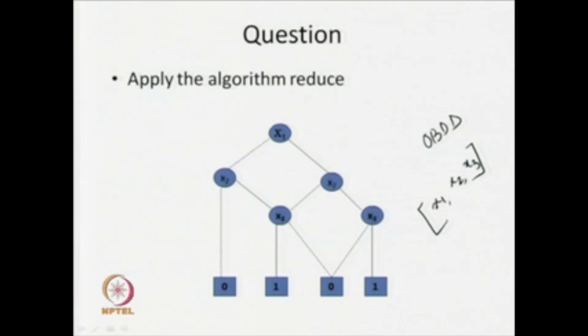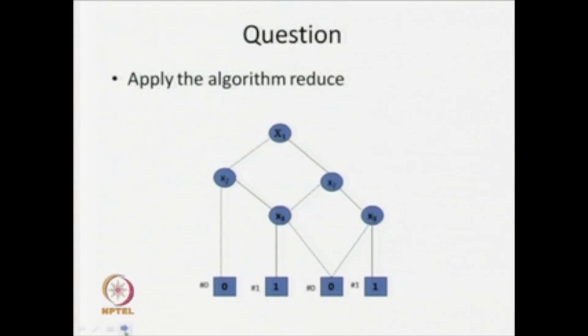So, in this particular case, what will happen? First, I am going to label these nodes. All 0 nodes will be labeled with 0 and all 1 nodes will be labeled with 1. Now, we have labeled the terminal nodes, then we go up. When I come to this level x3, the 1 node is coming to 1 and the 0 node is coming to 0. That means their sub BDDs are not the same. So, we are going to have a label 2.